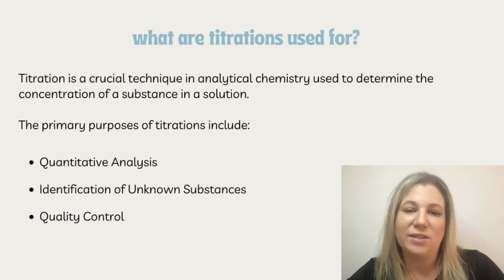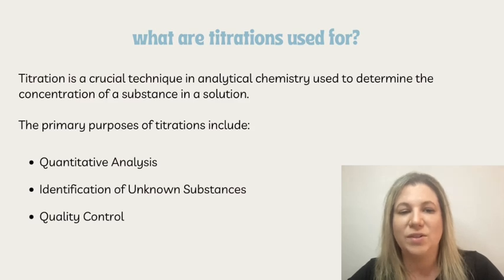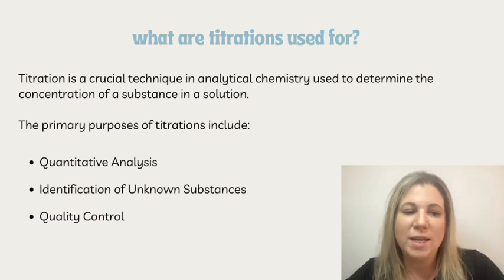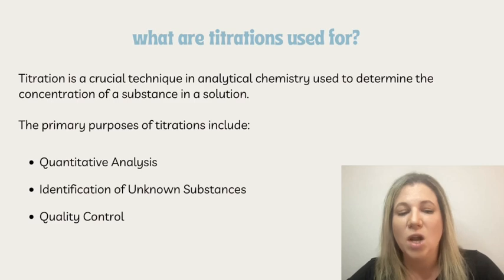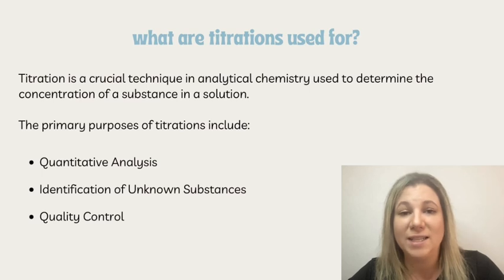So what is it that titrations are actually used for? Titrations are a crucial technique in analytical chemistry used to determine the concentration of a substance in a solution. We can use this in terms of quantitative analysis because it allows us to quantify the amount and therefore the concentration of a known reactant in a solution. We can look at identification of unknown substances. By using titrations, we can compare the reaction of that unknown with ones that we do know and see if we can identify it.